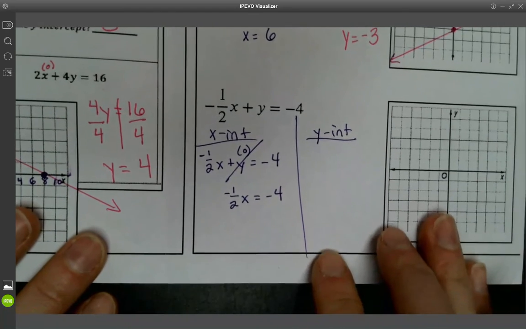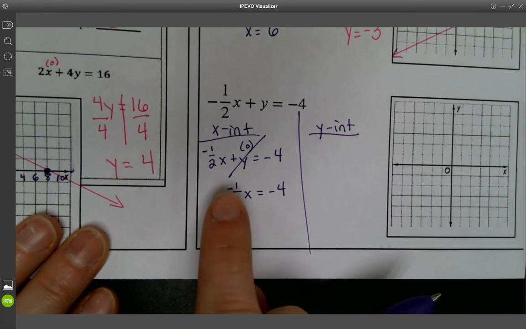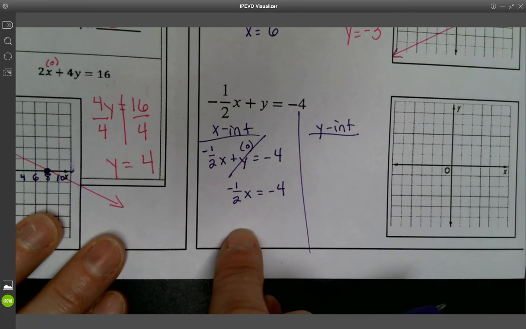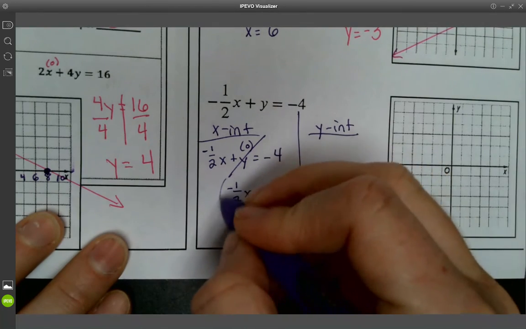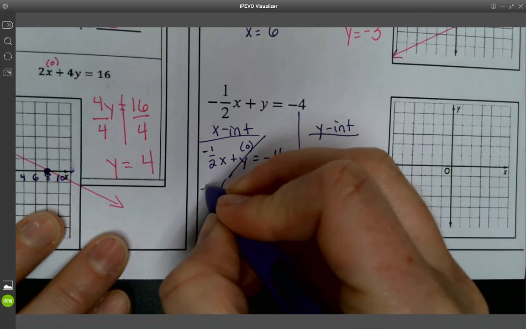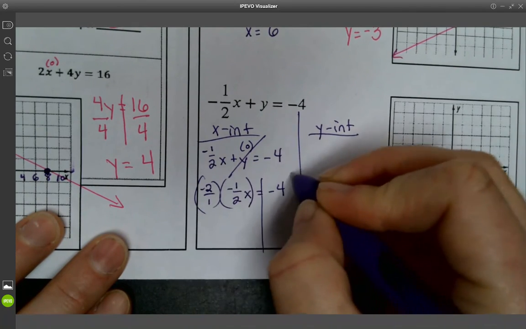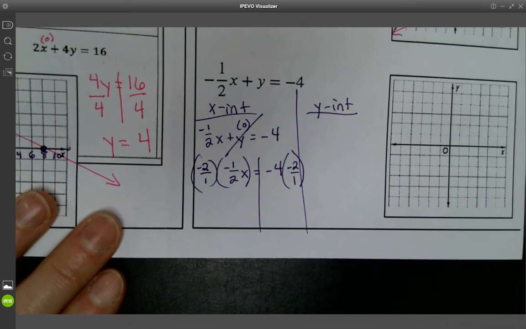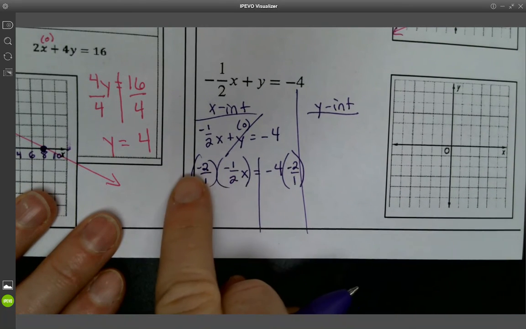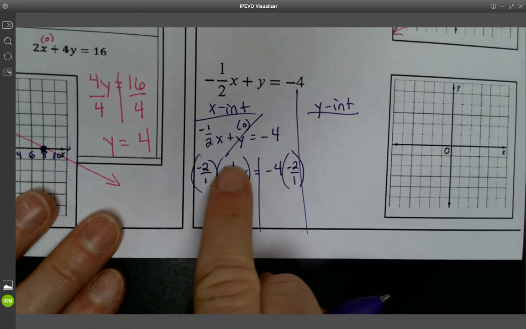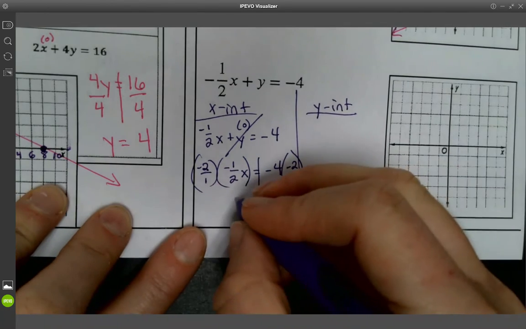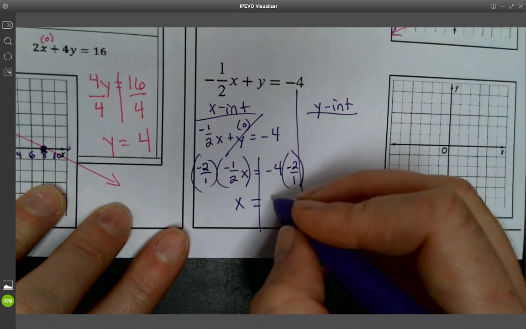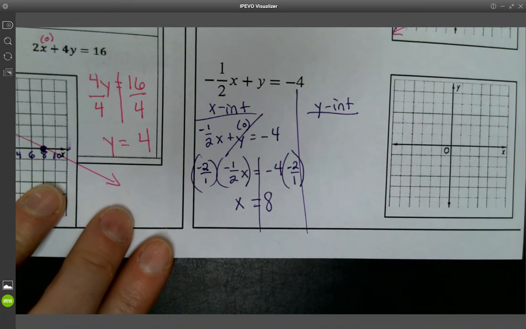So remember when we solved fraction equations? If you have a fraction that's being multiplied, you can either divide by that fraction or you can multiply by the reciprocal. My favorite word. Because this is going to become 1. Negative 2 over 1 times negative 1 over 2. So it's x equals. Negative times a negative, though. Positive 8, yeah.